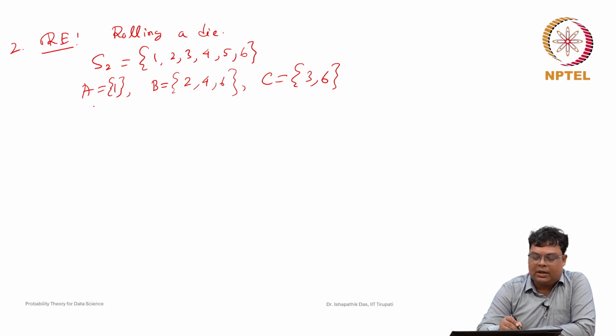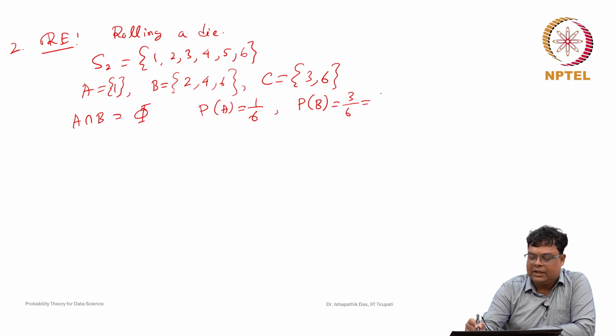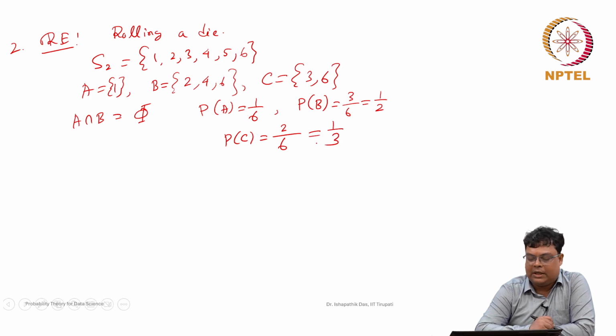Now, let us consider A and B. You can see that A intersection B has no common point, since A contains 1 and B contains even numbers. So this is phi, and they are mutually exclusive. But what is the probability of A? Probability of A is 1 by 6, probability of B is 3 out of 6, which is 1 by 2, and probability of C is 2 out of 6, which is 1 by 3.